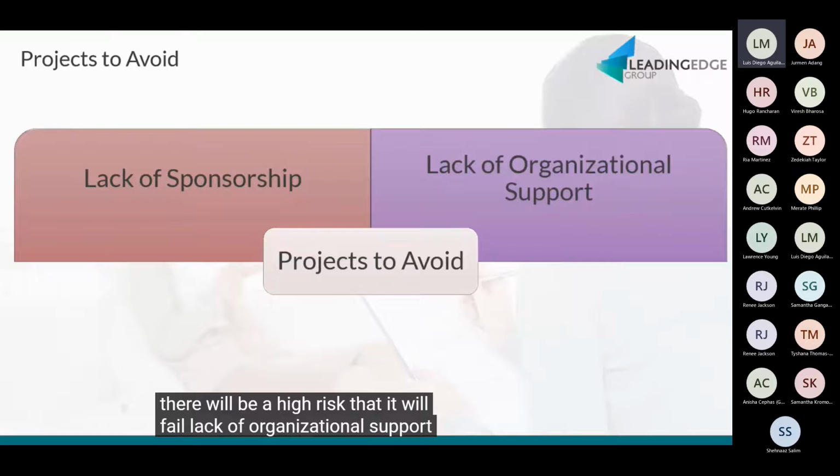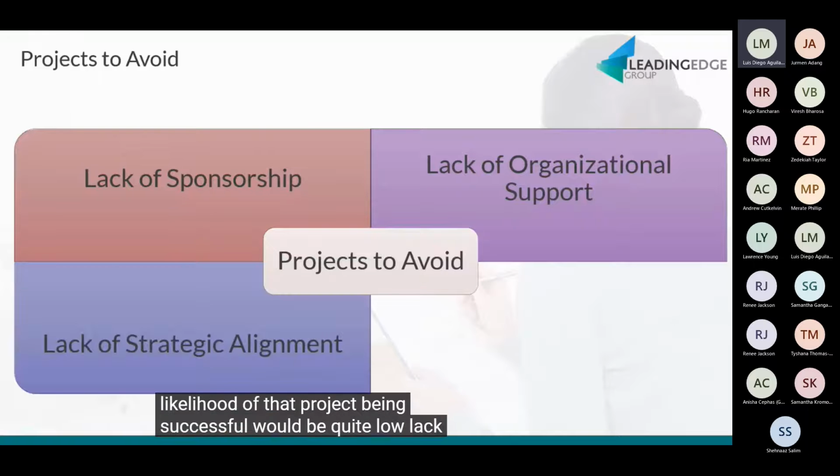Lack of organizational support. Again, very similar to lack of sponsorship. If the organization is really not interested in helping provide you resources, tools, etc., then the likelihood of that project being successful will be quite low. Lack of strategic alignment. This is an important one. When you're choosing a project, ensure that it's aligning to the strategic focus for the organization.